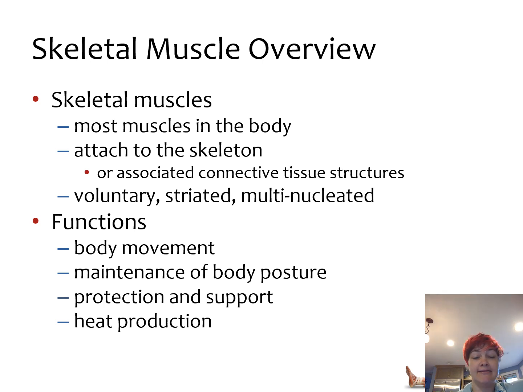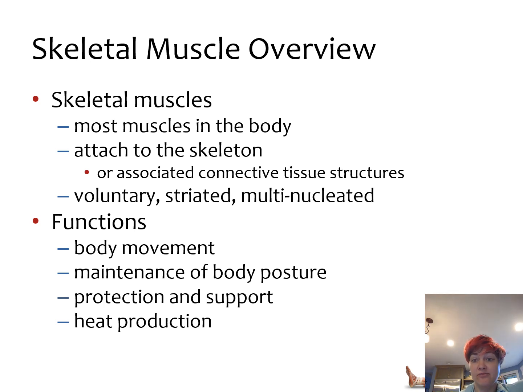So once again, this is anything that is voluntary. We're going to see this, once again, multinucleated. This is a muscular tissue. Connective tissues are things like our bones, our tendons, and stuff like that, but they are associated. So remember that.